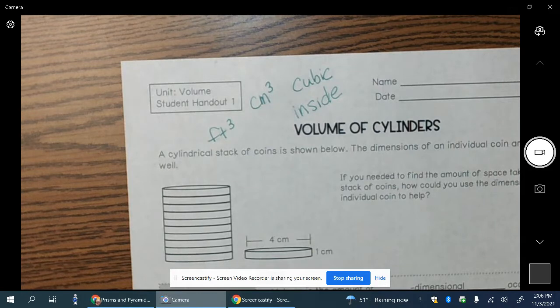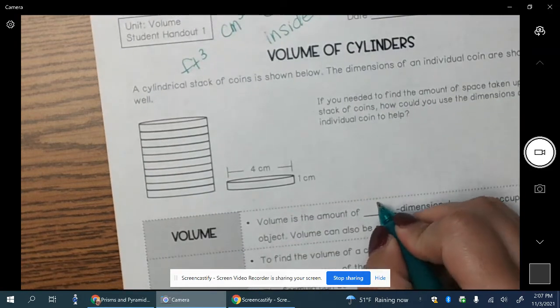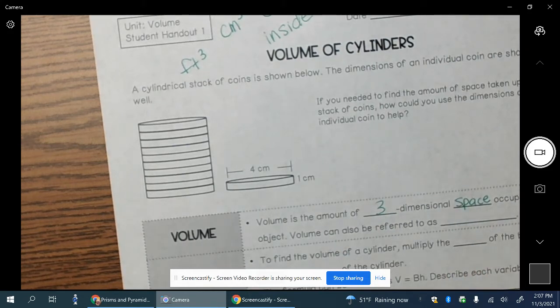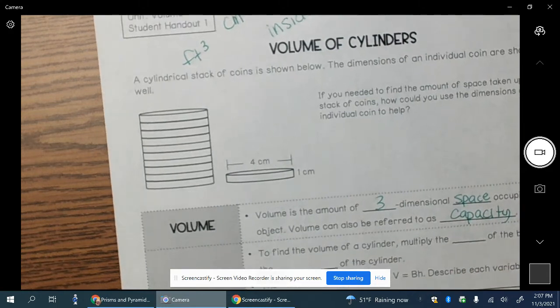Alright, so volume is the amount of 3D space taken up by an object. It is also referred to as the word capacity. You will see the word capacity.